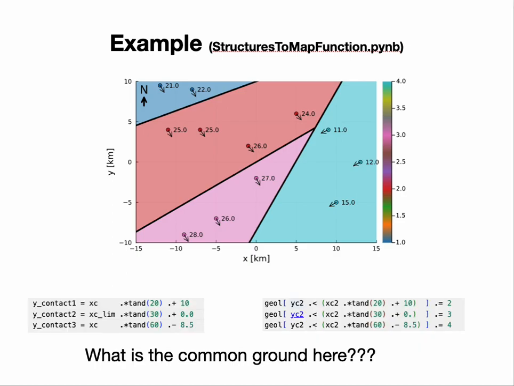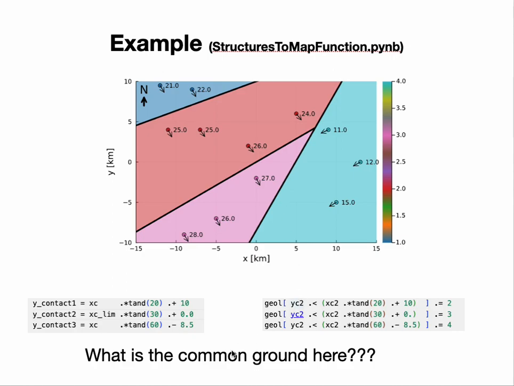So if you look in the initial code, the contact lines, the black lines, were all plotted by using this pattern, xc times tangent something plus another thing. This pattern is repeated everywhere. And when we are plotting the geology or the pixel map, the colors corresponding to the lithology, we were using similar information because these domains are delimited by the lines.